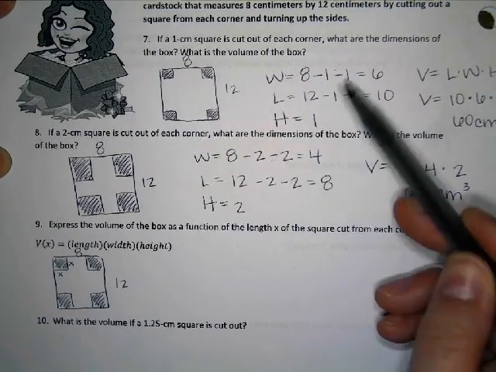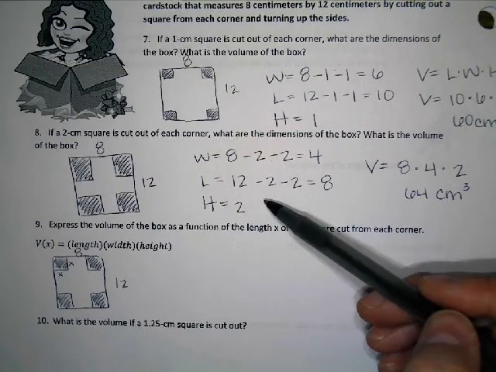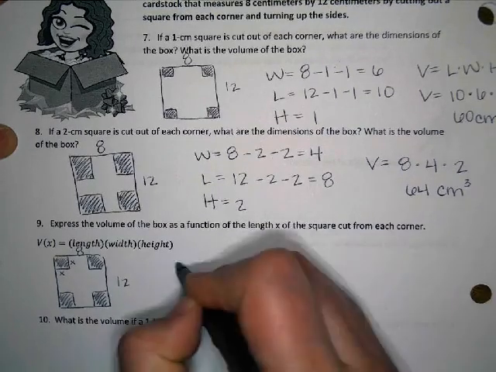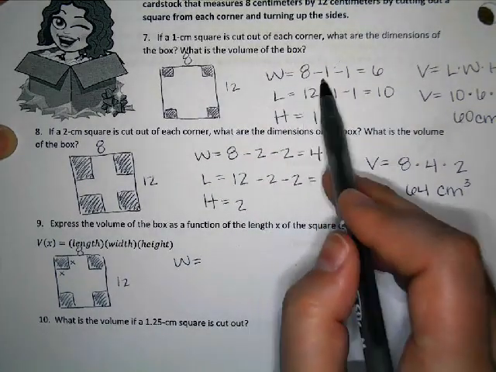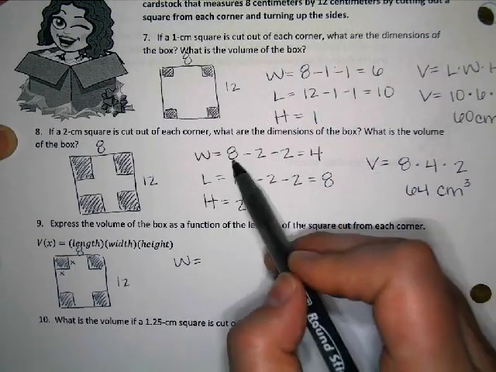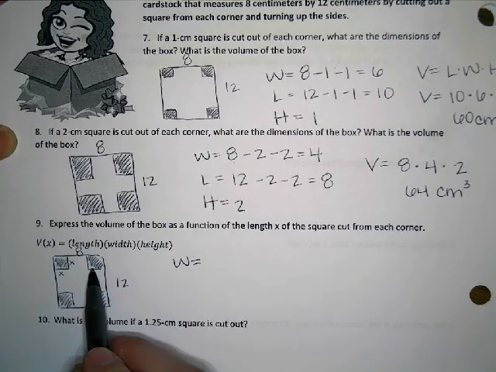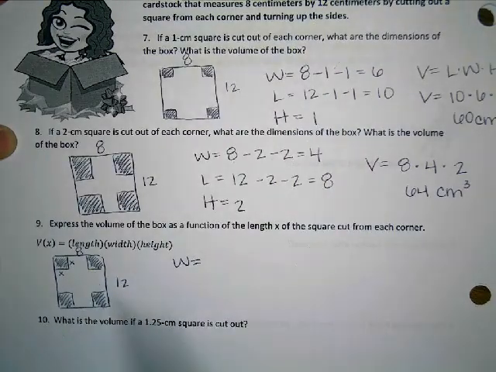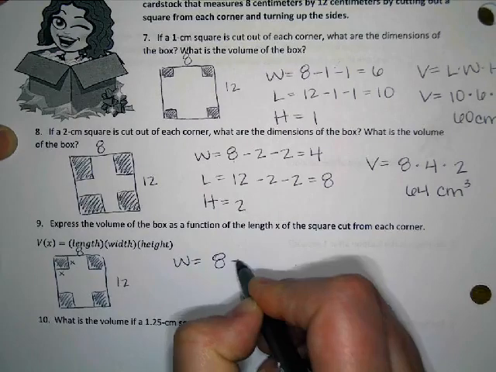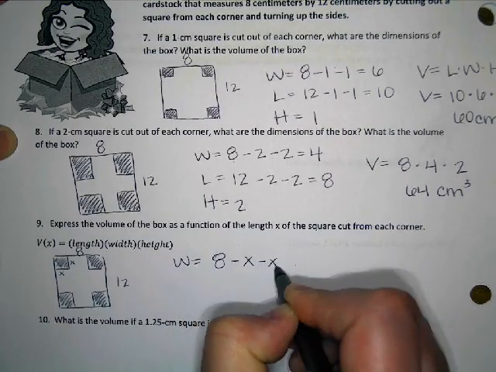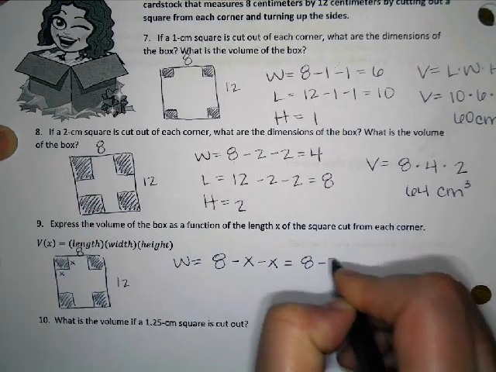So I'm going to look back up here and see how I created these dimensions in these 2 previous problems when I was doing the 6th grade math. Okay? So when I was doing the 6th grade math, I said that the width was 8 minus 1 centimeter minus 1 centimeter, or 8 minus 2 centimeters minus 2 centimeters. So if I don't know the dimensions of the square, I'm going to say 8 minus what? Minus x minus x, so 8 minus 2x. Perfect. So that's the new width.